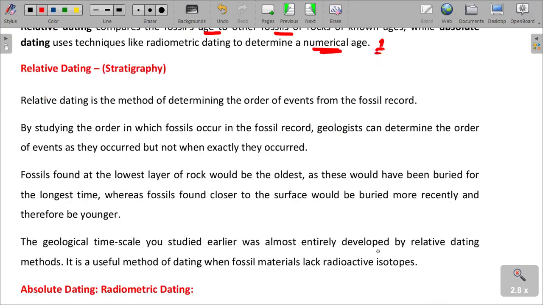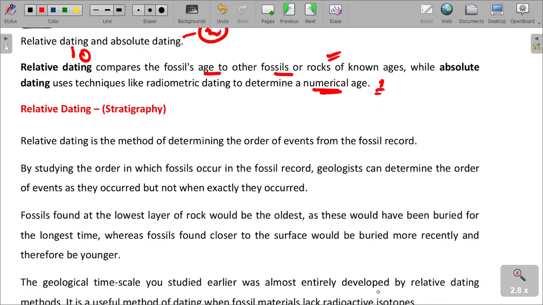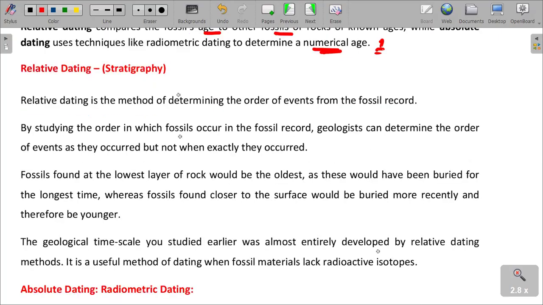So let's just talk about relative dating. Relative dating is the method of determining the order of events from the appearance of fossils in the fossil record.